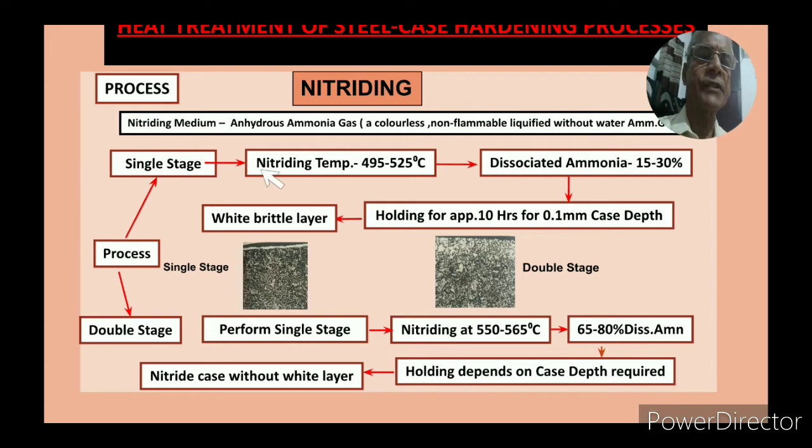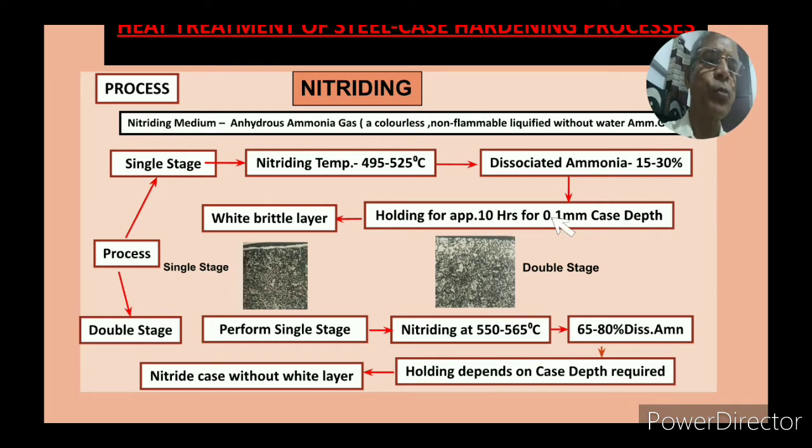In the single stage process, the nitriding temperature is kept at 495 to 525 degrees centigrade. The ammonia which is introduced gets dissociated, and the dissociation is up to 15 to 30%. Dissociation means breaking of the ammonia gas. Then comes the holding time at that particular temperature, 495 to 525. And for a 4.1 millimeter case depth, you have to hold for 10 hours.